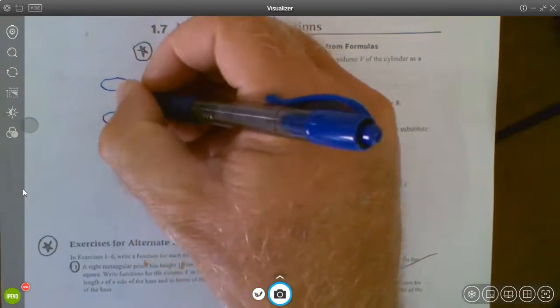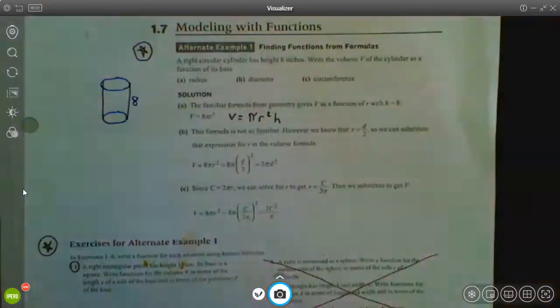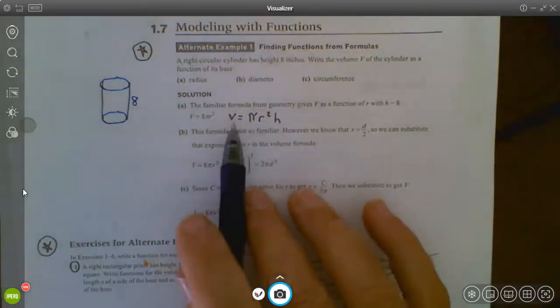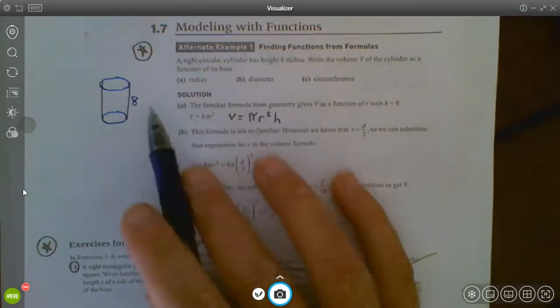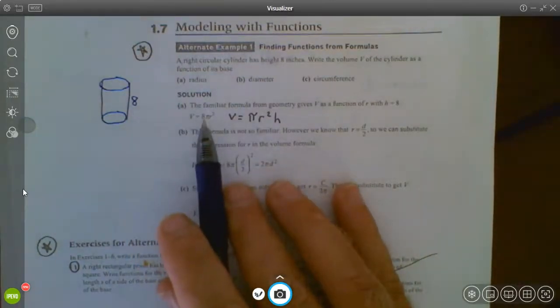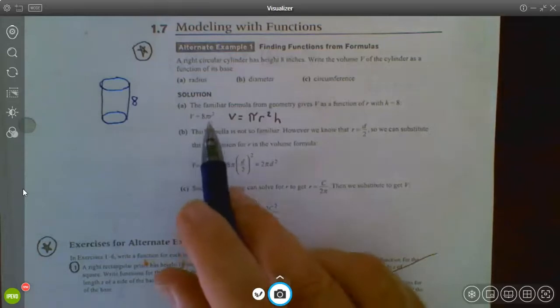I am not an artist, but you'll get the idea. So here's our cylinder. They're giving us a height of 8. And so they're talking about the volume of the cylinder. So I just threw this in as a reminder. So volume of a cylinder is pi r squared h. We were given the height, so that's why you're seeing the 8 already subbed in for the height. So it's just pi r squared 8. And so that's what it would be in terms of the radius.